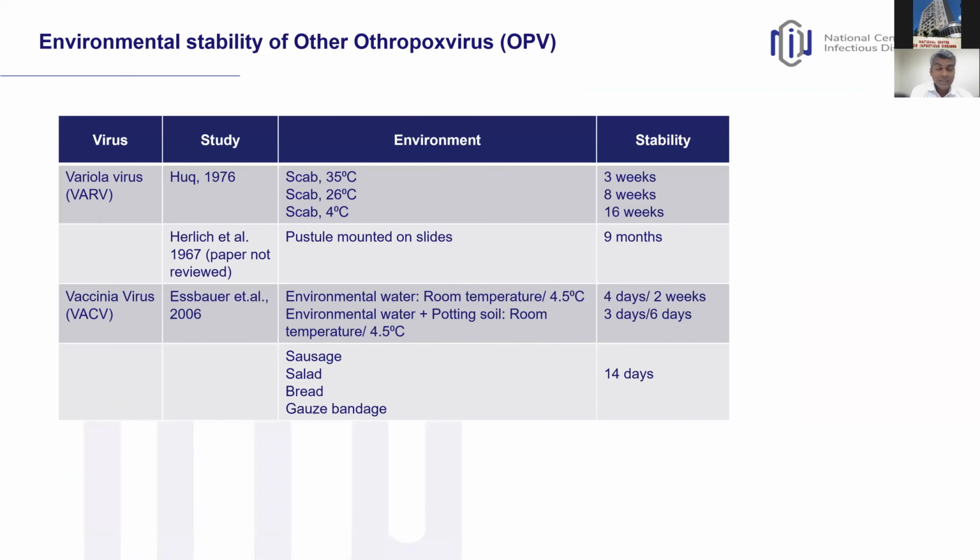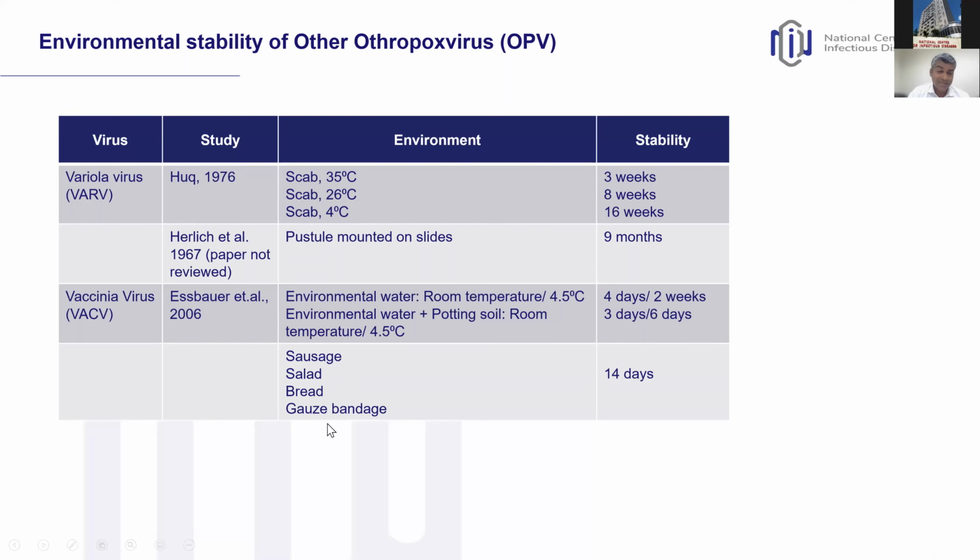In terms of stability, since there is no data on monkeypox virus stability, I thought we could refer to its relatives to see how those survived in the environment. And it's a bit scary because they survived quite well in the environment. Like variola virus, the smallpox virus, CAB at 35 degrees was stable up to 3 weeks. It was culturable up to 3 weeks. At 26 degrees, 8 weeks, and at 4 degrees up to 16 weeks. And pustules mounted on slides were recovered 9 months later. This is a study from India. And then for vaccinia virus, it's about the same.